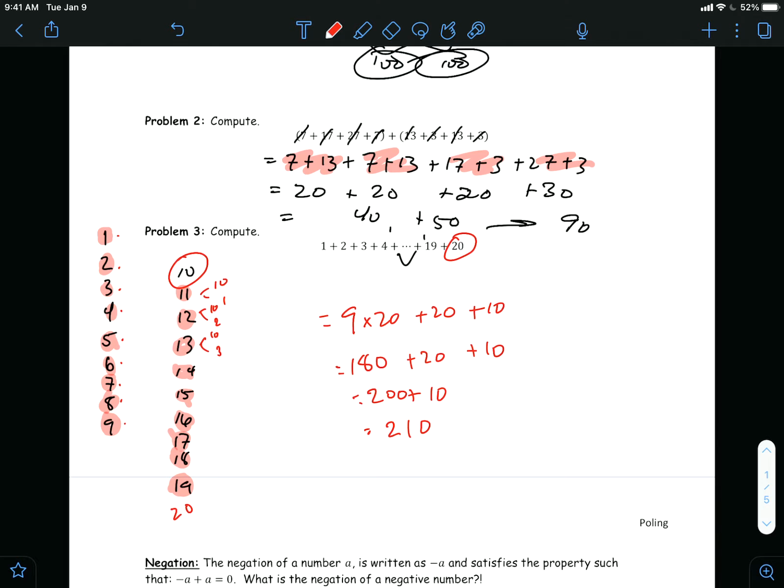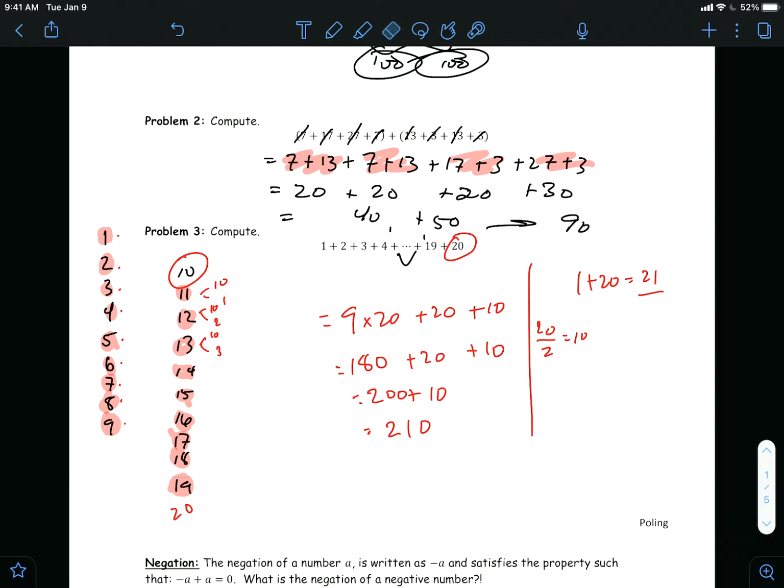Anybody else have a different way of doing it? Faster than that one? I don't know. I'm curious. Yes, Aaron? Well, I did the first number and this last number. Add those two together, which is 1 plus 20, which is 21. And then I did 20 divided by 2 to see how many groups you can do of those. I did 20 divided by 2, which gets 10. So you have 10 groups that make 21.